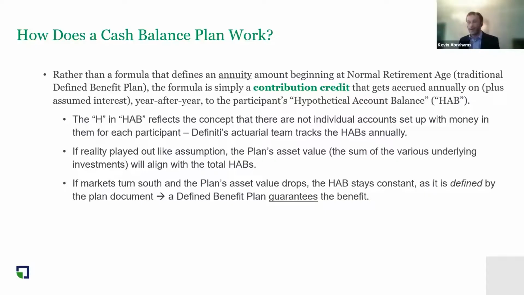So of course, if reality played out the way our assumptions did, which does not happen, I can tell you as an actuary, the idea would be the employer would fund a contribution each year equivalent to that contribution credit. The underlying investments would grow at 5% or whatever that interest crediting rate is. And at the end of each year, we have an apples to apples comparison. The total assets in the plan based on the contributions and investment return would equal the hypothetical account balances, and we could be on our way, and I wouldn't have much need for a job. But obviously there are other circumstances that come up.